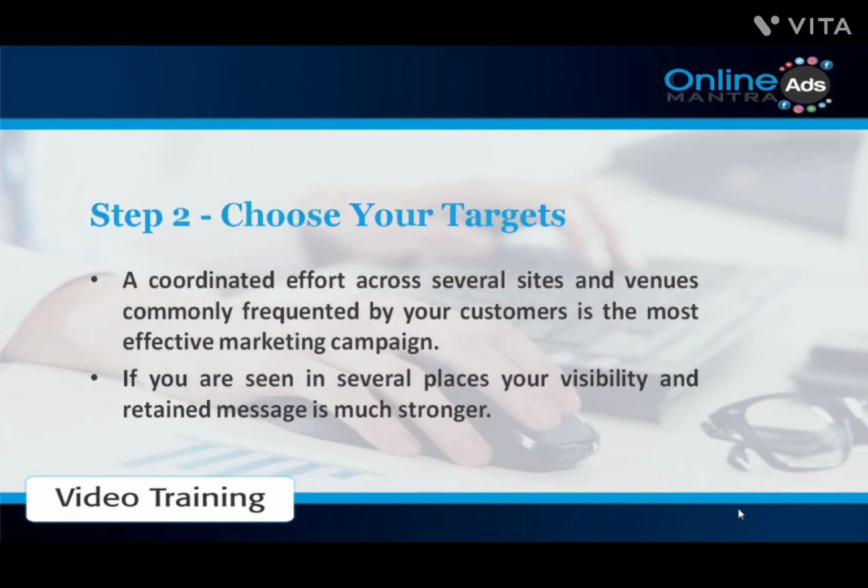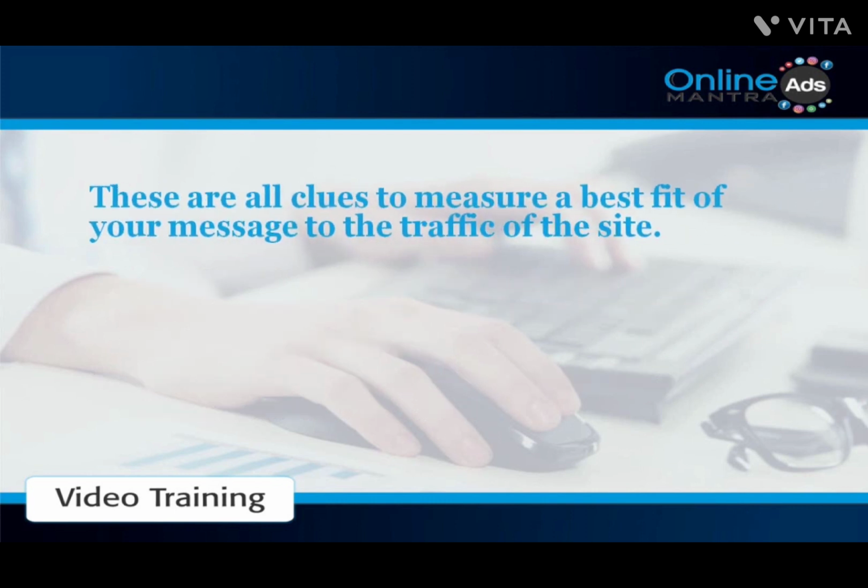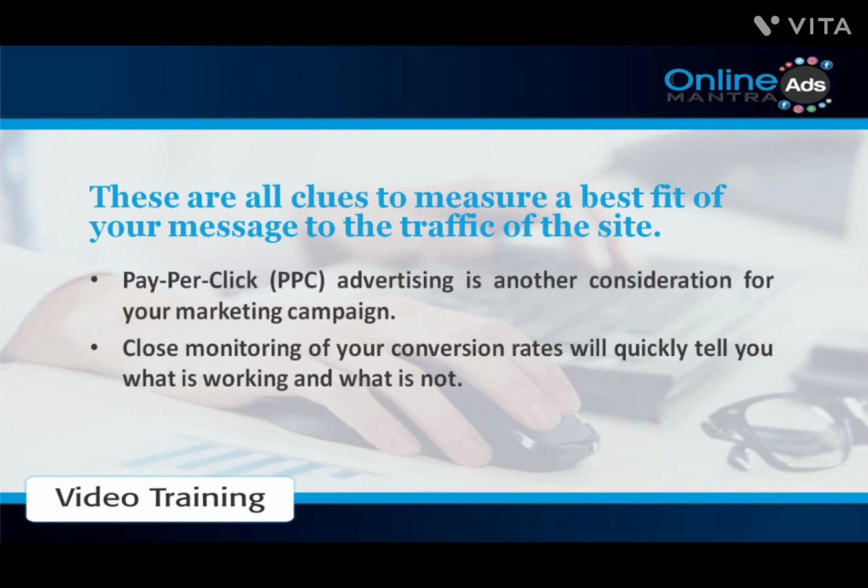Step 2. Choose your targets. A coordinated effort across several sites and venues commonly frequented by your customers is the most effective marketing campaign. If you are seen in several places, your visibility and retained message is much stronger. These are all clues to measure a best fit of your message to the traffic of the site. Pay-per-click advertising is another consideration for your marketing campaign. Close monitoring of your conversion rates will quickly tell you what is working and what is not.